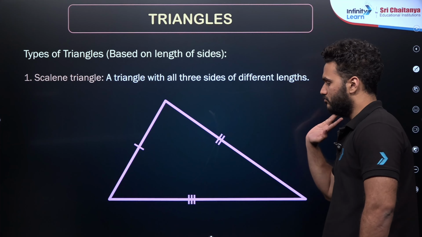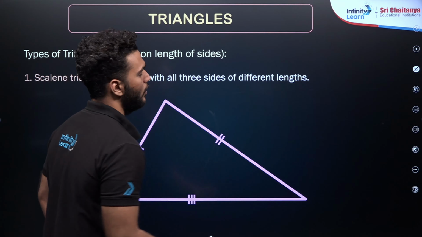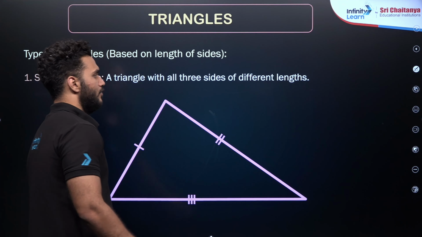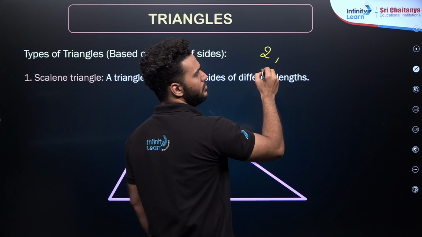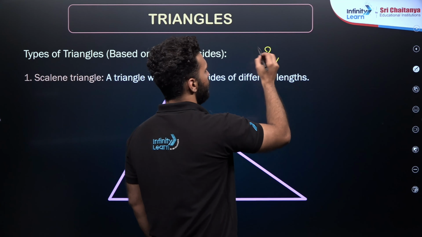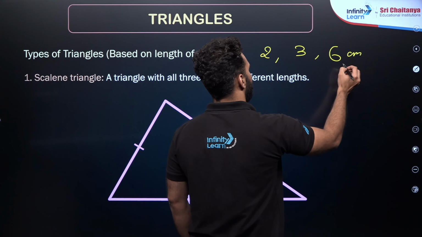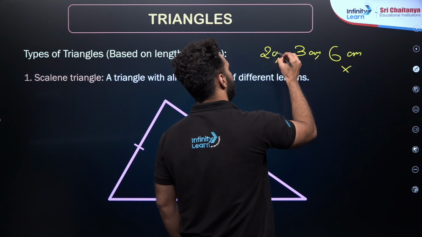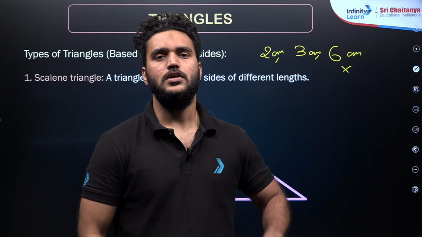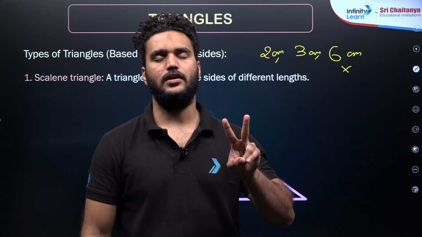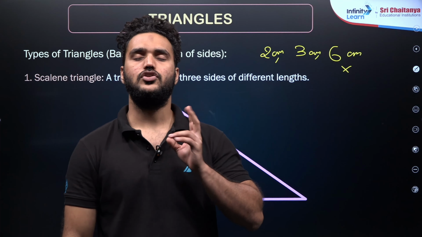All 3 sides are of different length. You know there is a well-known rule known as the triangle inequality. If you say, sir, I can make a triangle where one line is 2 centimeter, you can choose any unit, another is 3 centimeter and another is 6 centimeter. Not possible. Why? Because you can make a triangle if and only if the sum of any two sides of a triangle is greater than the third one.